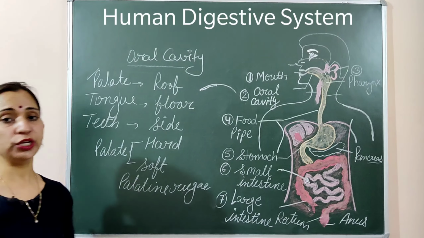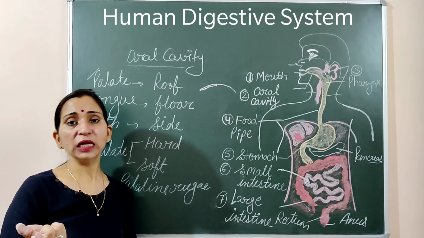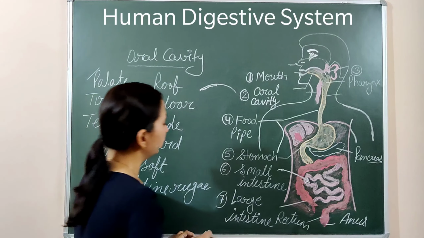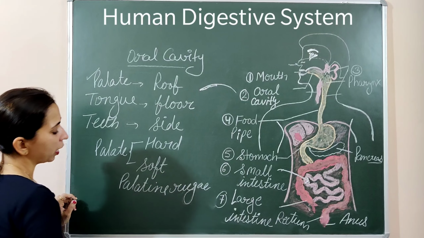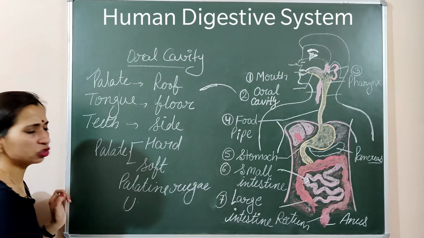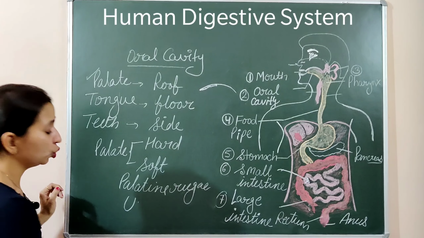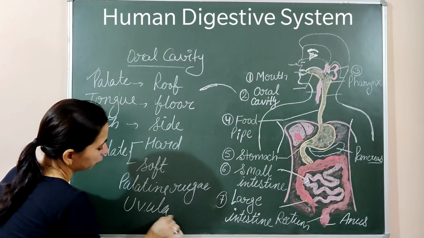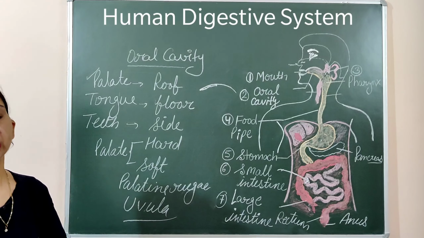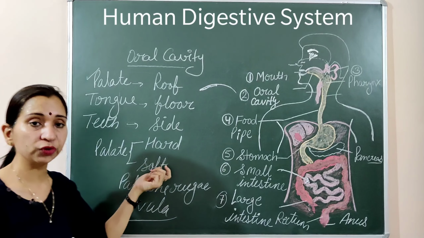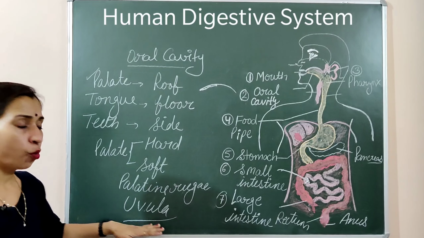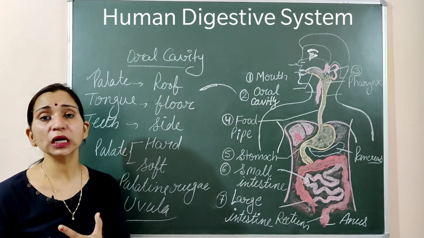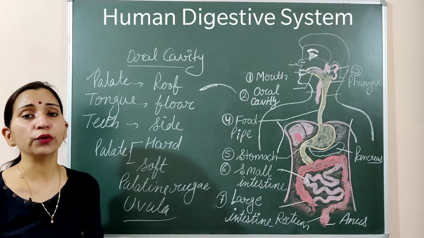The posterior part of the soft palate, or we can say at the end, the soft palate makes a hanging structure. After going backward, the soft palate makes a hanging structure, and this is called the uvula. Uvula is the posterior hanging structure of the soft palate. Uvula has a very important function. This uvula closes the internal nares during the swallowing of the food.